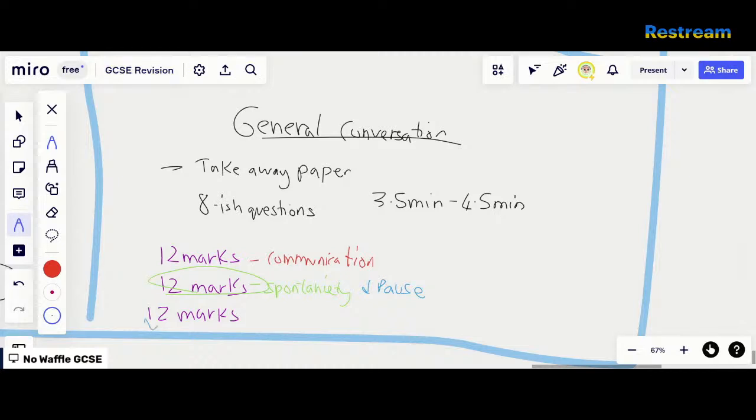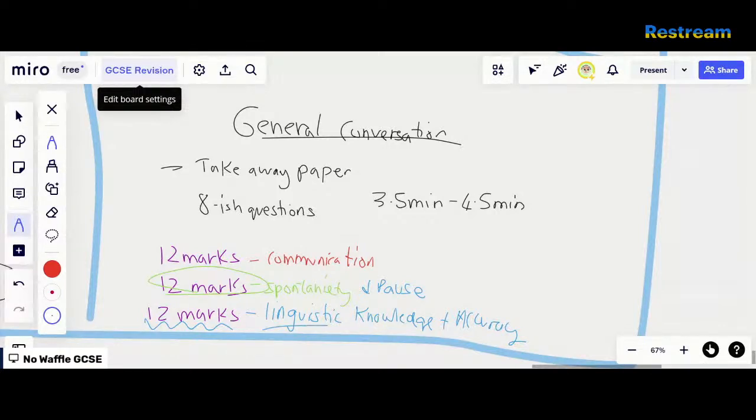Now, the final 12 marks. This is for linguistic knowledge and accuracy. So this is where the tense mistakes come in now. In order to get 36 out of 36, I believe you need to, A, just give off the impression that you're saying everything correctly. B, try not to stumble and pause too much. And C, show your linguistic knowledge.